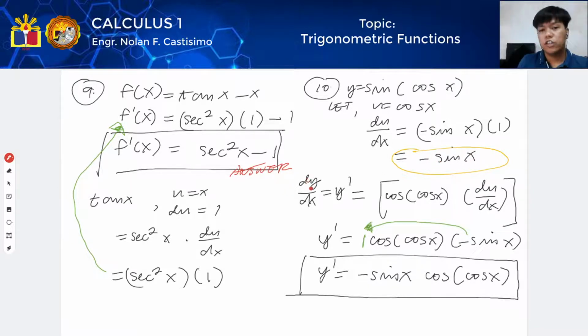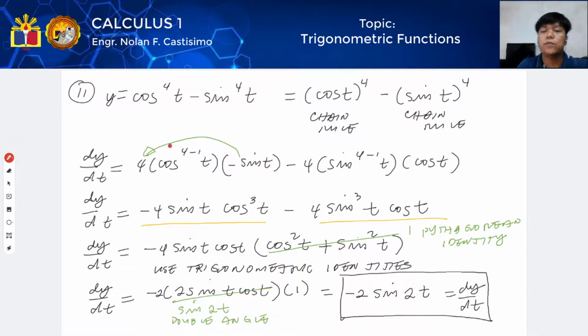So, going to this, dy over dx is equivalent to y prime is equivalent to cosine x times du over dx. So, nilagyan natin siya ng bracket para mas maintindihan natin. So, ito, sinubstitute natin value ni du over dx as negative sine x. Ito na siya. Tapos, ito, multiply natin siya doon. Assuming na meron tayong 1 dyan. Okay? So, 1 times negative sine x is equivalent to negative sine x cosine x. So, ito na yung answer natin.